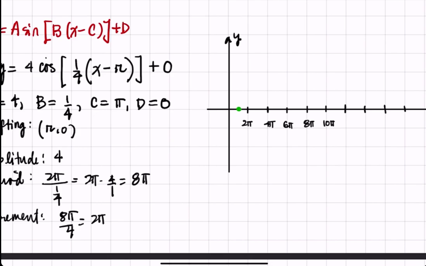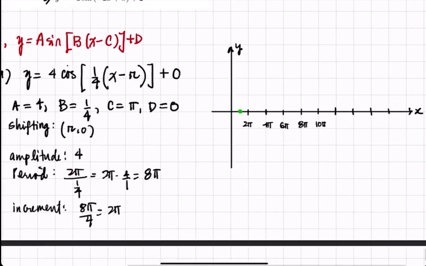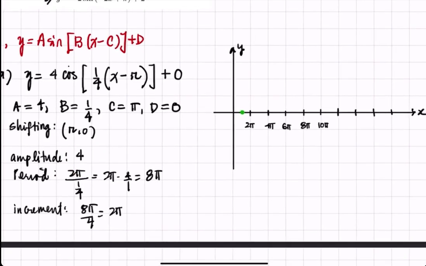Tapos, yung amplitude is 4. So, drawing ka ng 4 units upward doon sa shifting, tsaka 4 units downward. So, yun yung silbi nung amplitude. Magiging ganito siya. Yung sa y-axis, wala naman tayong problema dun sa tick marks niya.